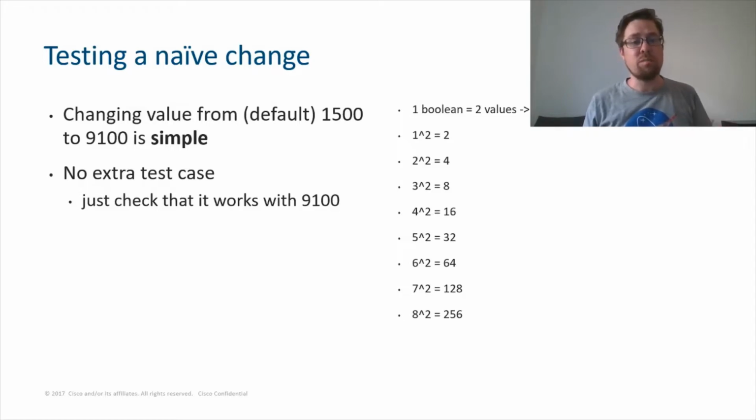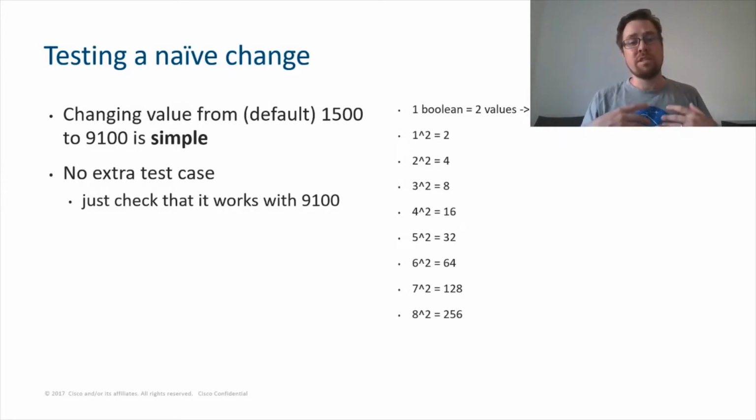Previous to the change, we tested for the MTU value of 1500 and made sure that our services worked with that. After the change, we simply have the same test case, and since it's configured to 9100, it's now going to be tested using the new value, right? This keeps things simple, and simple is good. We don't get any extra test cases here. It's the same before and after the change.